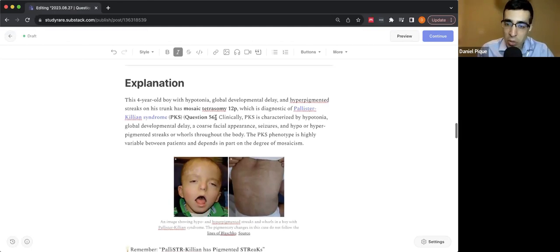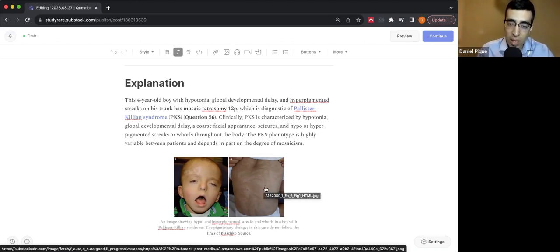This first paragraph describes Pallister-Killian syndrome, which we've already seen in this patient. Patients have hypotonia, developmental delays, and these very characteristic hyperpigmented, could also be hypopigmented, streaks on the trunk. And we see this individual here, a very nice illustration of those hyperpigmented streaks in a linear, or in some cases, a whorled pattern. There's also some hypopigmentation on one side of his forehead as well.